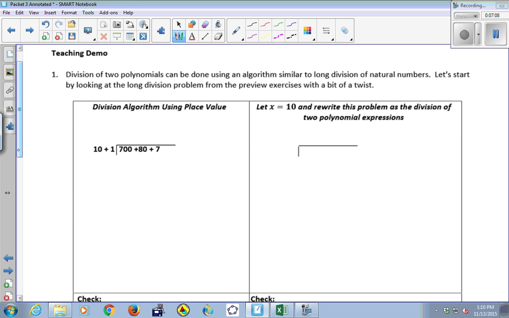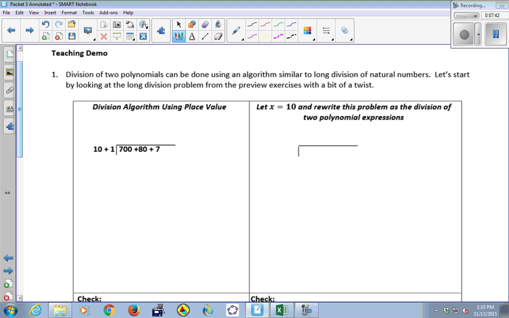Division of two polynomials can be done using an algorithm that's really similar to long division of two natural numbers. I'm going to start by looking at the long division problem we just did, the 787 divided by 11, but I'm going to write it out a little bit differently. So 11 is actually 10 plus 1, and 787 is actually 700 plus 80 plus 7. So I'm breaking this all up into place value: hundreds, tens, and ones.